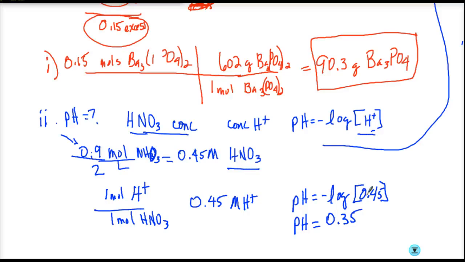What was your pH? Negative log of 0.45. So your pH is 0.35. Pretty low. Box your answer.